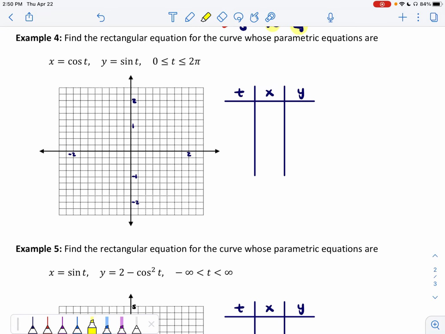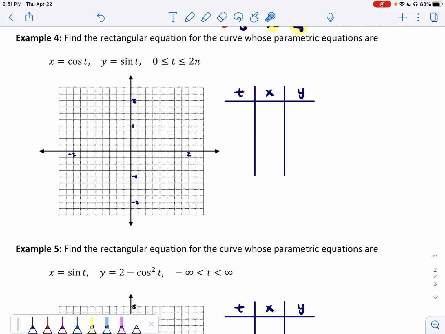All right, let's look at a few more examples of our parametric equations. So in example 4, we again want to find the rectangular equation for the curve whose parametric equations are x is equal to cosine of t, y is equal to sine of t, and we have the domain restriction that t is between 0 and 2 pi.